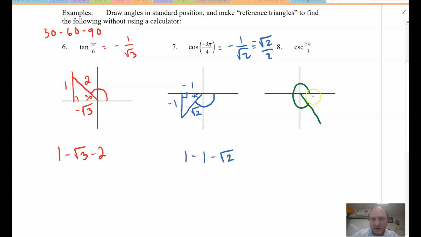Okay, so I have a 60. That's terrible. I'm going to do this. There's that angle. Okay, so this is a 60-degree angle. And again, 60 is 1, root 3, 2. So since this is 60, this side is going to be root 3, and it'll be negative. The side across from the 30 would be 1, and this side will be 2.